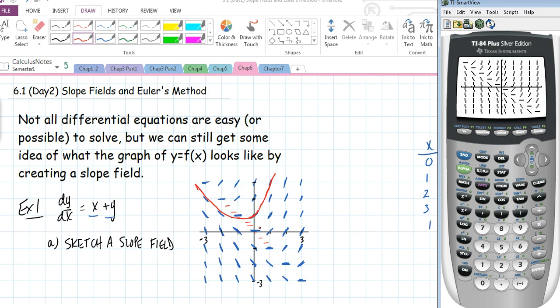Now it has slope indicators drawn more often, but we still see going through the line y equals negative x, we see the horizontal slope indicators. We see the slope getting steeper and positive as we move to the upper right, and then becoming negative as we move further to the left and further down. So we see the same patterns on the calculator.